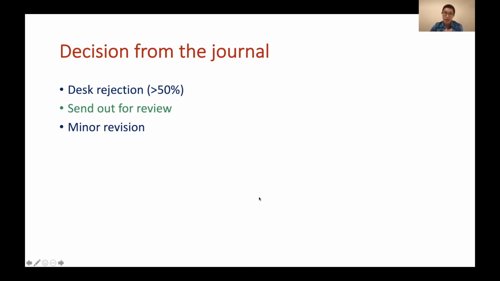But for high impact journals, this is really, really rare. Based on my experience in my lab, we never get a minor revision in the first round of review after we first submit.